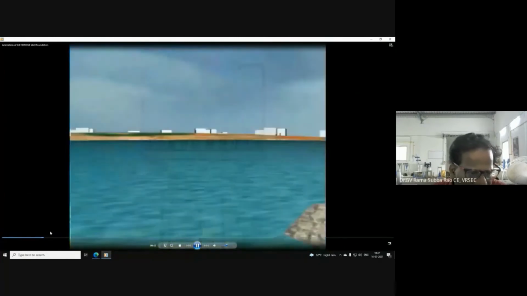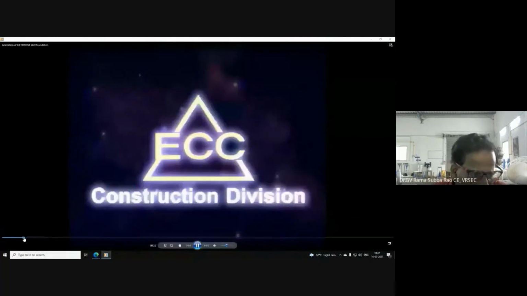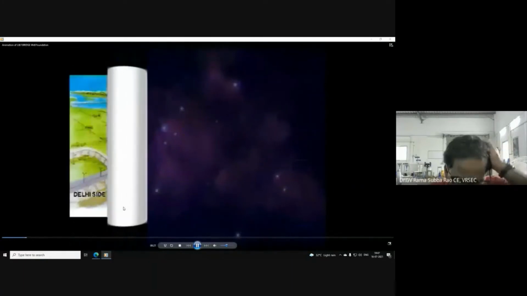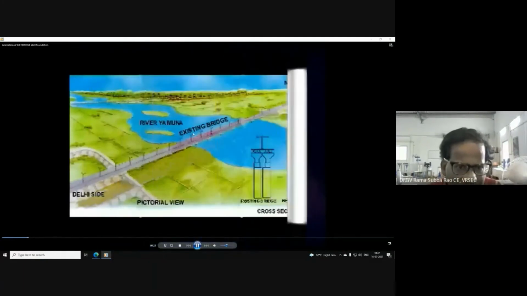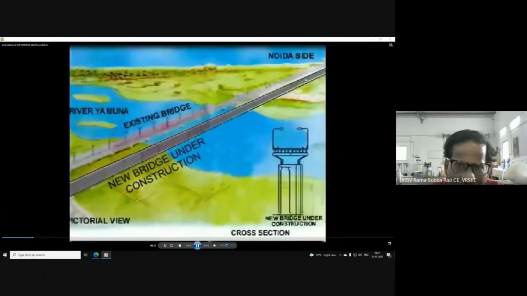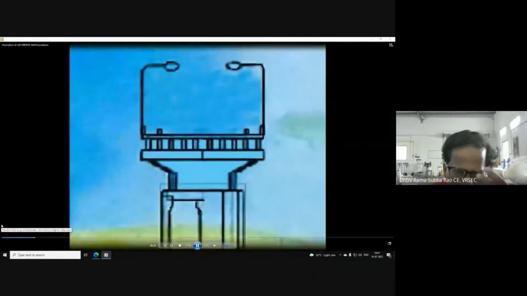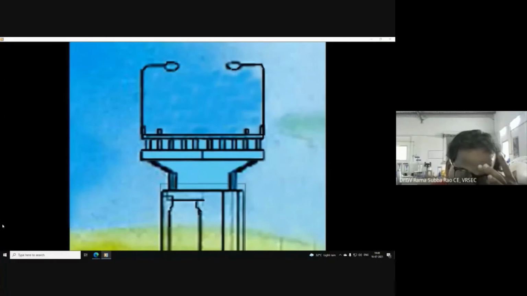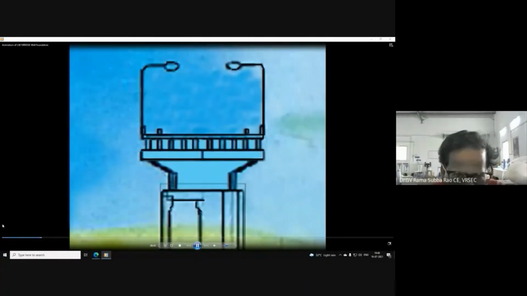This is the bridge across the Yamuna River. New Nizamuddin, this is the station before New Delhi. One can see this is the Yamuna River. This is the Noida side, this is the Delhi side. Noida is in UP, Uttar Pradesh. Delhi is on the other bank of the Yamuna River, just like our Vijayawada and Tadepalli.